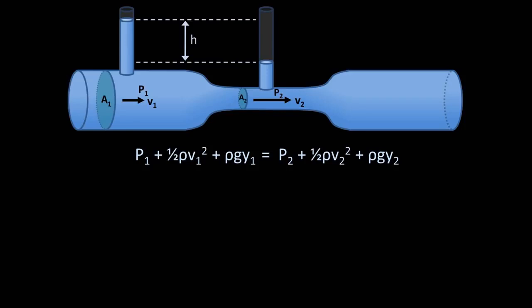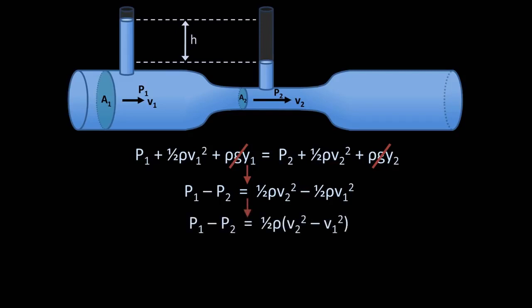The first simplifying step is to realize that the vertical height of the two sections is the same, so these terms cancel out. With a little rearrangement of the remaining terms, we are left with P1 minus P2 equals 1/2 density times v2 squared minus 1/2 density times v1 squared. Factoring out the 1/2 and density gives us this, which is looking more manageable. But where do we go from here?